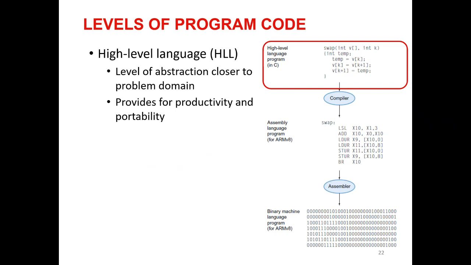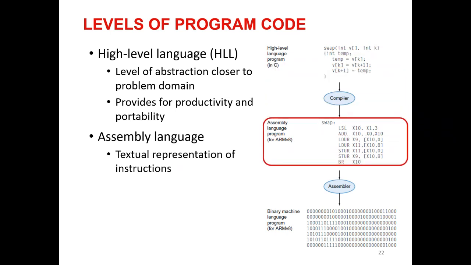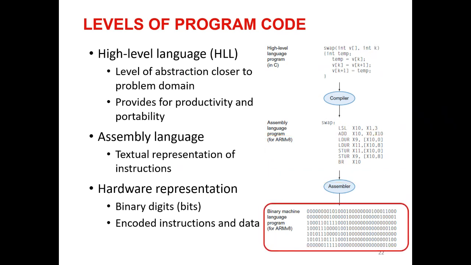The next level of program code below high-level language is what we call assembly language. You can see here the equivalent instructions for this high-level language in C. These instructions are what we call assembly language, and we will see them in this module. This is what we are going to focus on, the actual representation of the instructions of a computer. And finally, we have the hardware representation: how these instructions in assembly are finally converted into binary machine language, into zeros and ones, which is actually the language that the hardware understands.